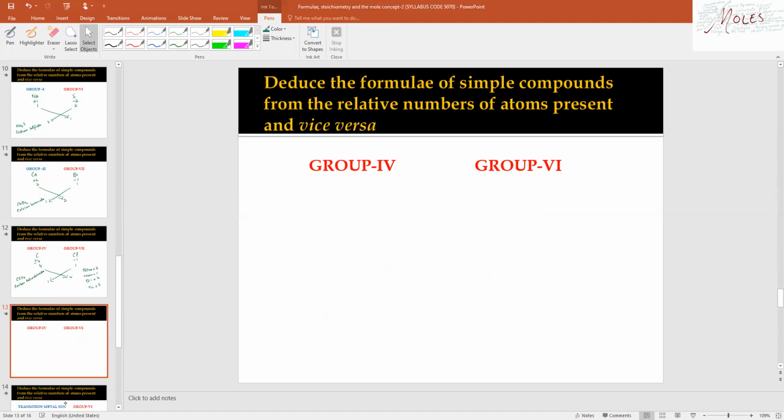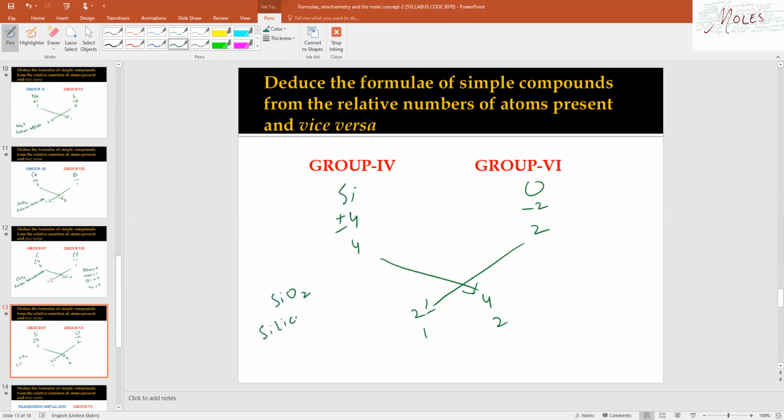Now let's take silicon from group 4 and oxygen from group 6. The final formula would be SiO2. Its name is silicon dioxide. It is also called silica. Common name is sand.